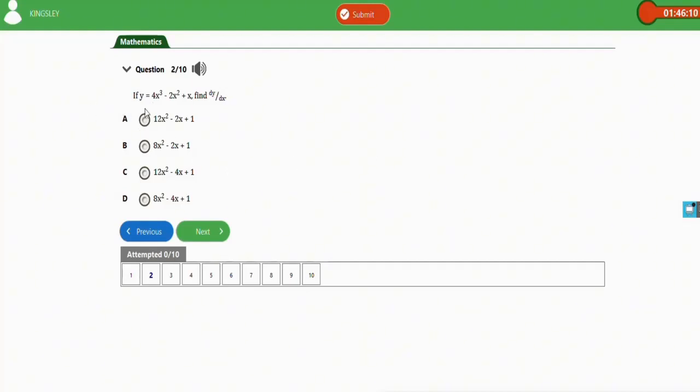We are given the function y equals this expression, find dy over dx. Note that another term for differentiation is derivative, so the two words mean the same thing. In this question we have the function y equals 4x cubed minus 2x squared plus x, and we are looking for the derivative of y with respect to x. Note again that the idea behind differentiation is to reduce the power of x by 1.